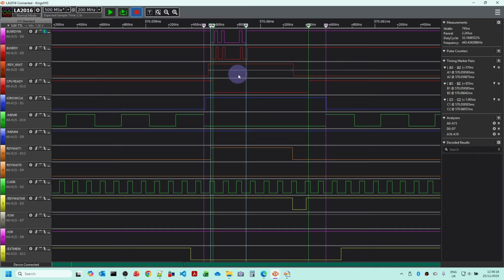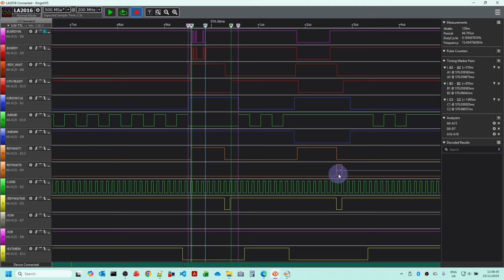Now, part of all the complexity of sorting this out was trying to make sure that this ready wait signal didn't have any blips on it at all. Also, there was the problem where the VGA card would keep the bus ready low and effectively hang the PC forever. What we've now got is this signal down here, where we are making use of ready wait 8 and ready wait 9, so that if the signal goes on beyond a certain period of time, it will actually cause a reset so it doesn't hang.